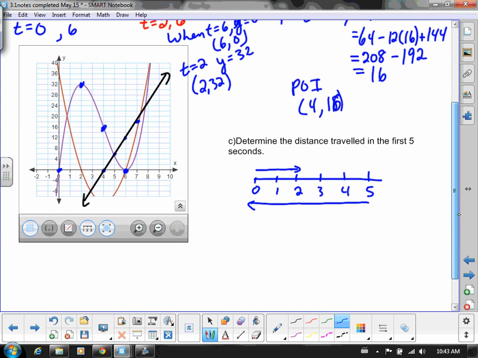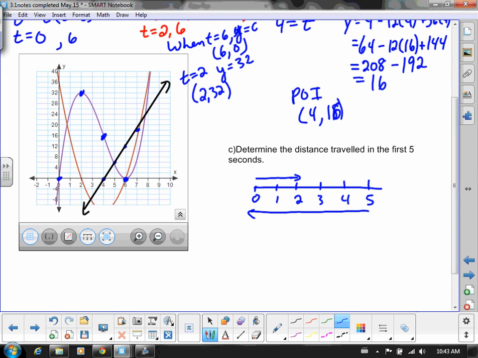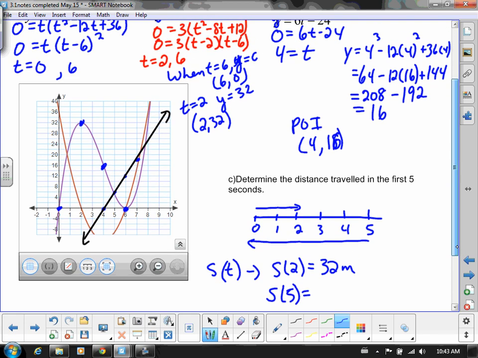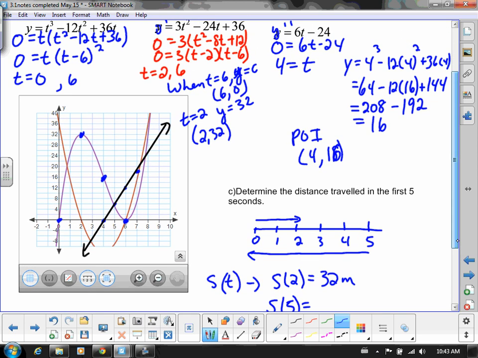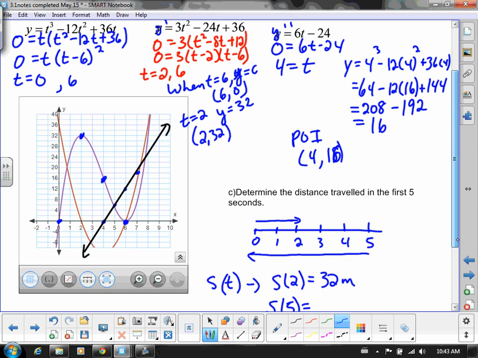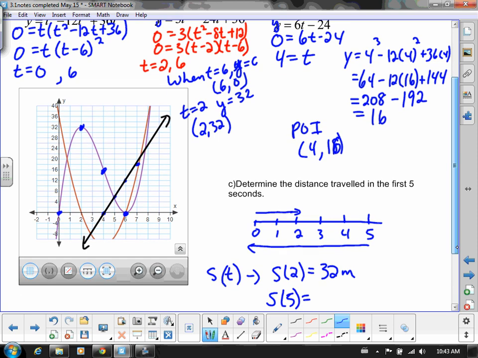So mathematically, how do we figure that out? So the position function after 2 seconds is going to equal 32 meters. So far you've gone 32 meters. Then you turn around. So then I need to find what S of 5 is. So looking at the original function, if I substitute that in, I can tell from my graph that it looks like it's around maybe 6 meters, maybe a little less. We're going to figure that out.